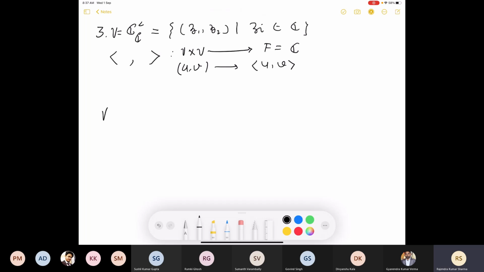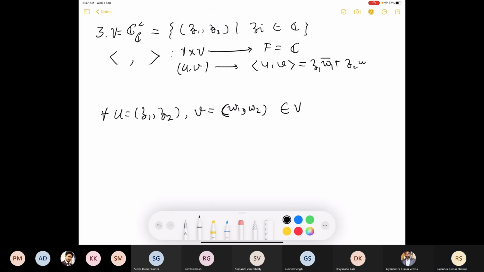So this is for all U, let us say Z1, Z2, and all V, let us say W1, W2 in V. So this is Z1 W1 bar plus Z2 W2 bar. Now bar denotes the complex conjugate of the complex numbers.